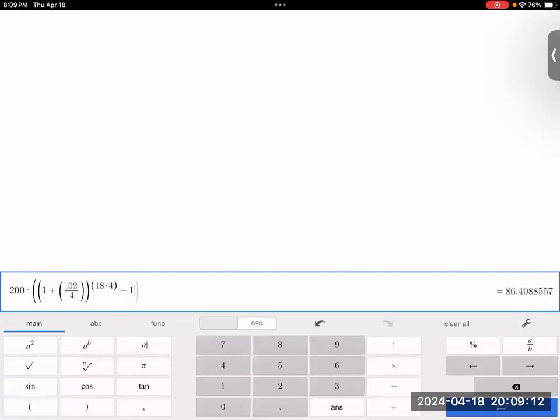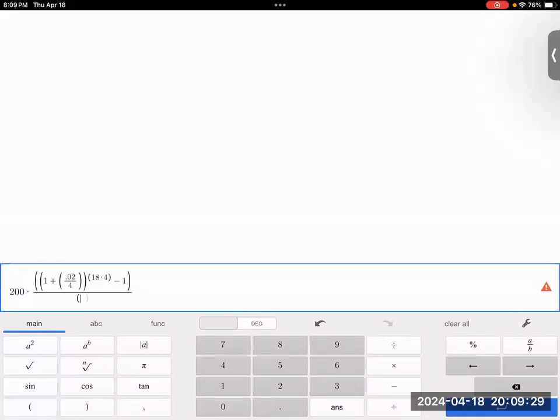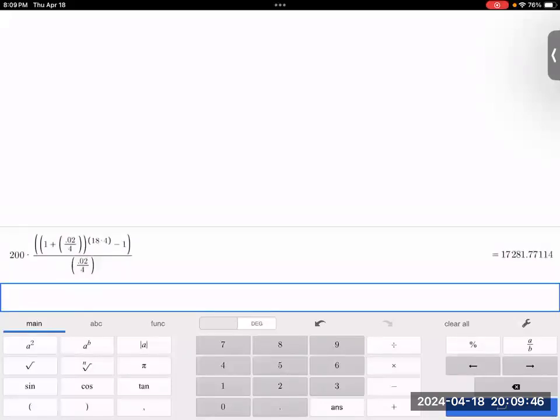Minus 1, and I want to make sure that yeah. Nope. Minus 1, close parentheses, divided by, there we go. This is going to look very similar, if not the exact same, to what we have on our page. And let's see, we have 201.02. We have 418. All right, let's do it.